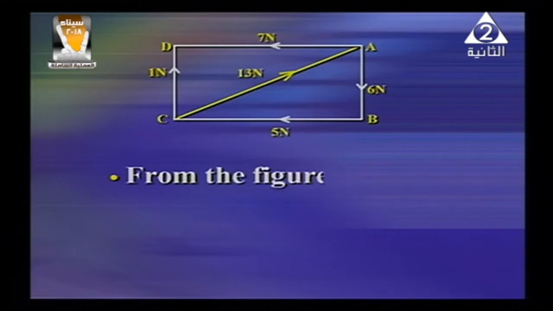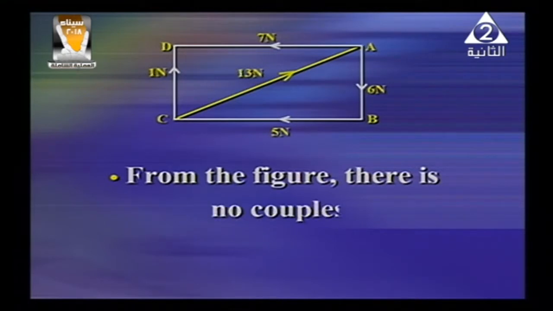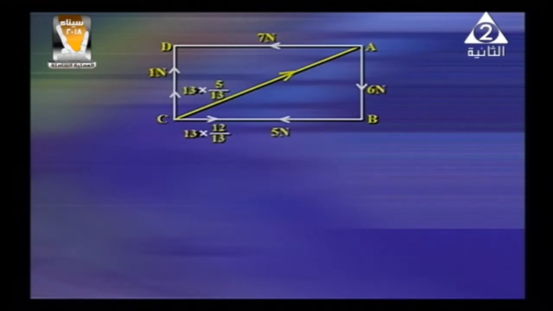Look, dear student. From the opposite figure, we have rectangle ABCD. Look at AB. The force 6 Newton acts on AB. On BC, the force 5 Newton. Also 13 Newton acts on CA, and on CD 1 Newton, 7 Newton on AD. From the figure, there is no couple.